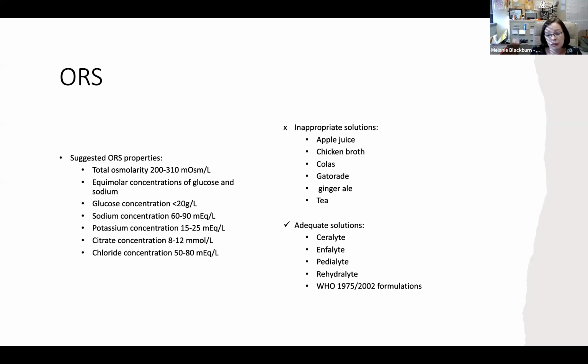If you're traveling, if you're doing medical mission work, I've used a lot of the WHO packets because they are small and you can mix them with a clean water source wherever you are. So that's the benefit of some of them: they come in powdered packet solutions that you can just reconstitute, versus having to carry around big jugs of things with you.